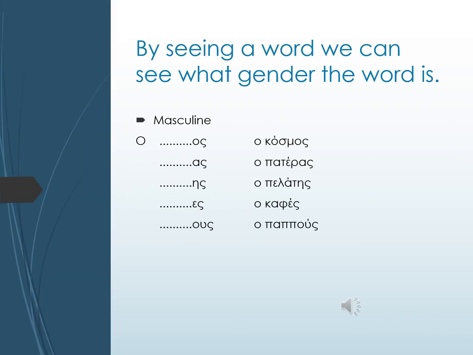Well, that's quite easy. It's through the endings of the nouns. So masculine nouns will generally end in a sigma. So we've got os, as, is, es, and us. So words such as o kosmos, o pateras, o pelatis, o cafés, o papus. These are all masculine nouns. We know this because there is a masculine article of o, and they end in os, as, is, es, us. So wherever you see these endings, more than likely they are going to be a masculine noun.